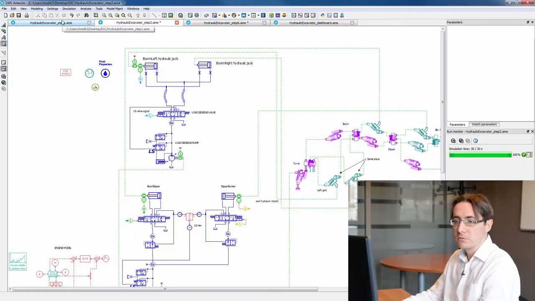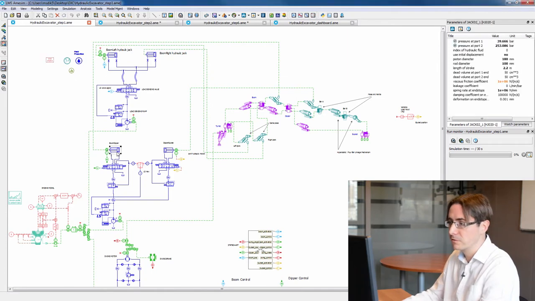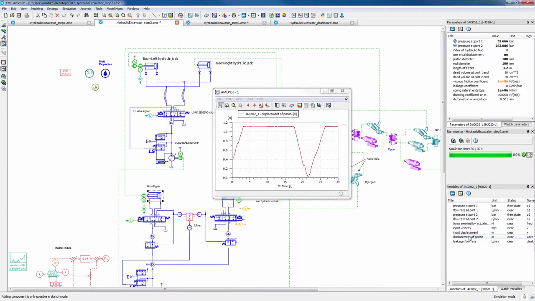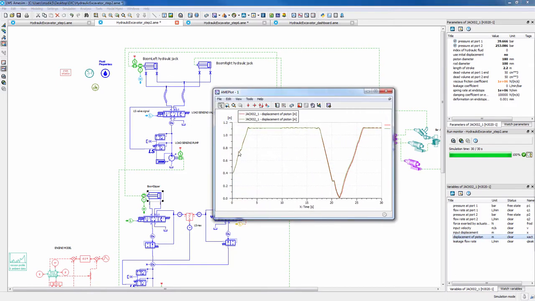So now let's compare the results of the simplified model with the initial one. First we compare the results of the simulation. Of course, the modification in the parameterization should not impact the result of the simulation. So here we compare the displacement of the dipper cylinder between the initial model and the simplified model. We see that we have limited modification in terms of results. It's up to the engineer to understand if this modification is acceptable or not.